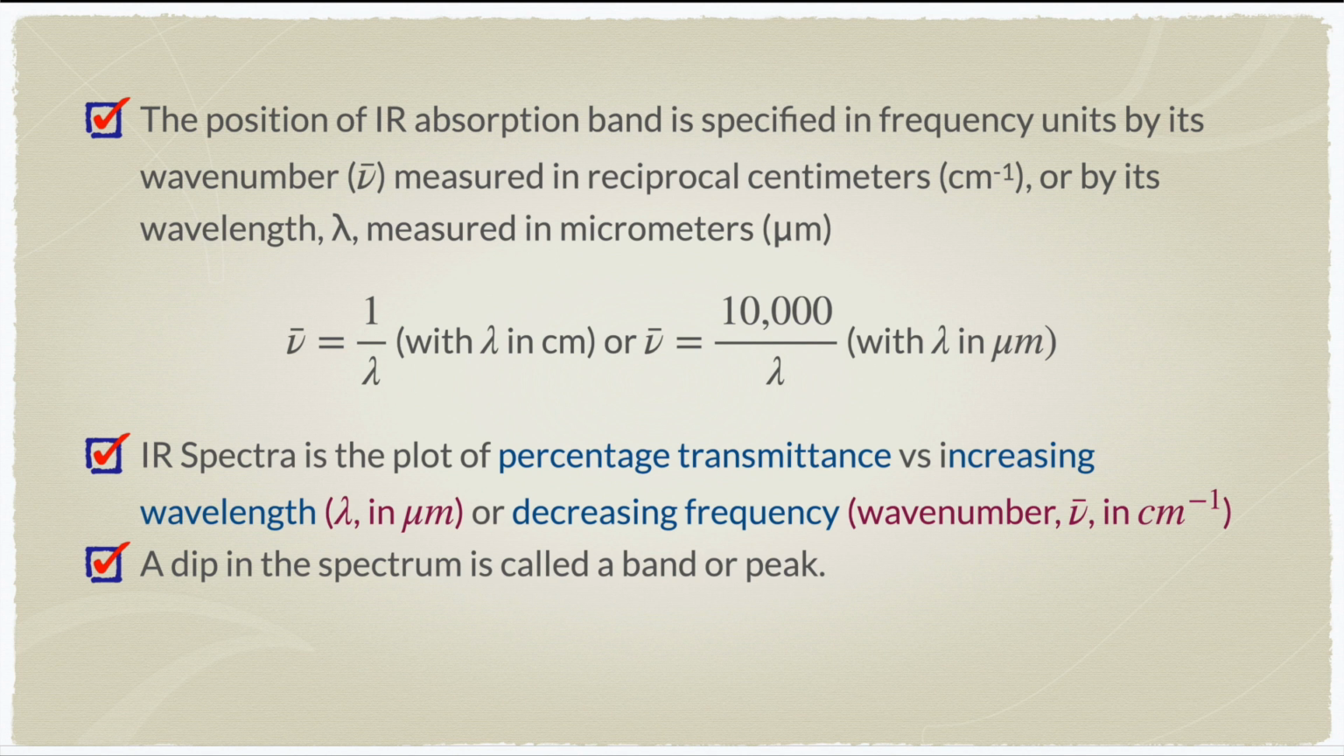So what you see here is that a dip in the spectrum is called a band or a peak. In the UV visible, a rise in the spectrum is a band or a peak, but here it's a dip, that is the band or the peak. So these are the differences.